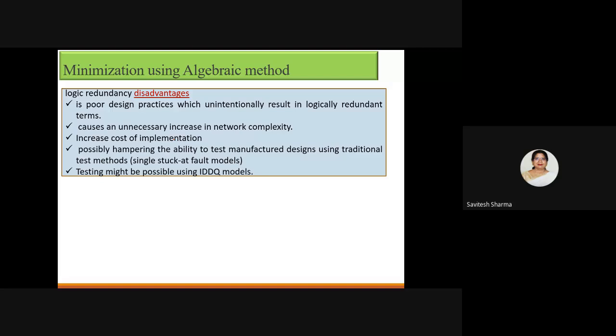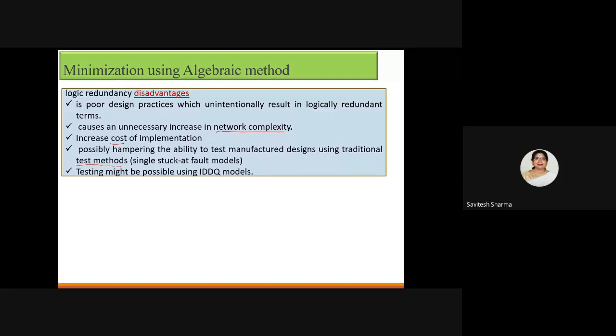What is the effect if you add a redundant term unnecessarily? It increases the network complexity. It increases the cost. Another thing is, it adds additional burden while testing. If you add some redundant term, you need to give additional input patterns for testing the circuit. Once you design, the next step is to test the circuit. So it will affect the ability to test the manufactured design using traditional test methods.